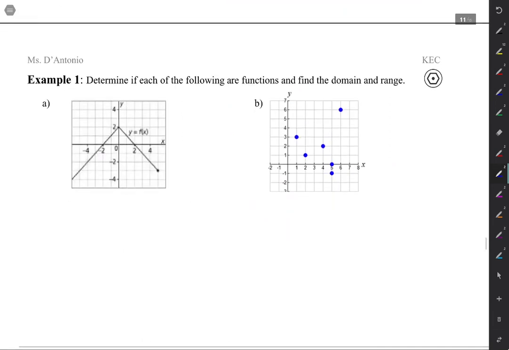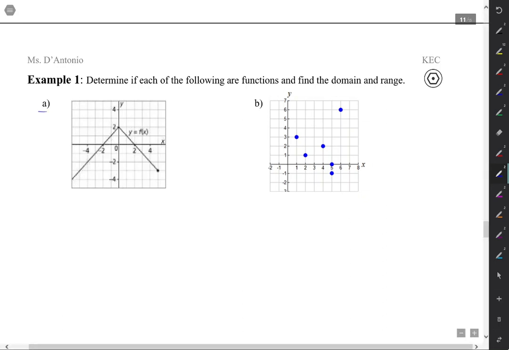So example 1, determine if each of the following are functions and find the domain and range. For all of these examples, I'm going to give you the answer in both interval notation and set notation, but you can choose one or the other. So let's start with example 1a.